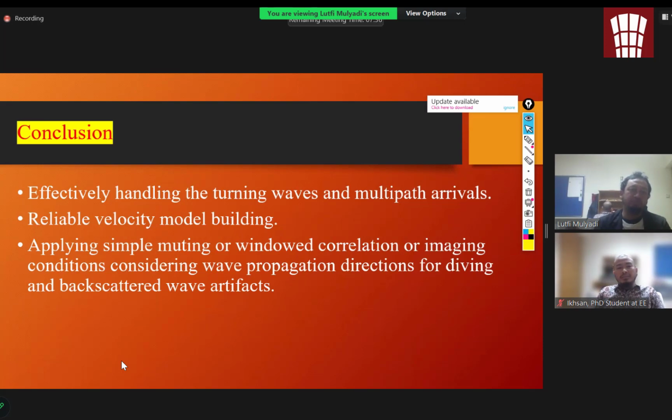So here we also apply simple muting, with a certain velocity, or we also try to window the correlation in a certain window, or we can apply this technique, which is the imaging condition, like excluding the angle greater than 120 degree, to consider the wave propagation direction as the Poynting vector means to remove the artifacts based on the diving and backscatter waves.